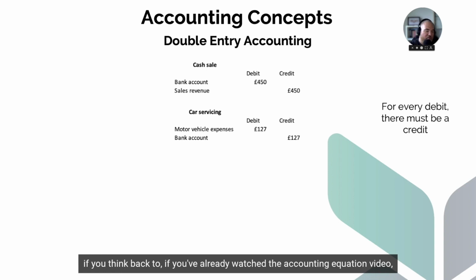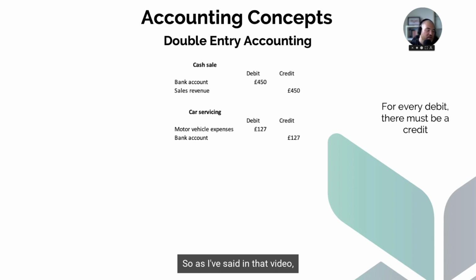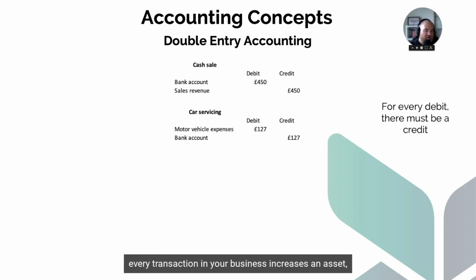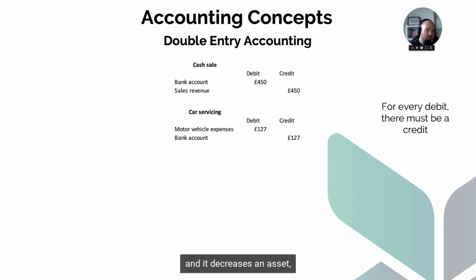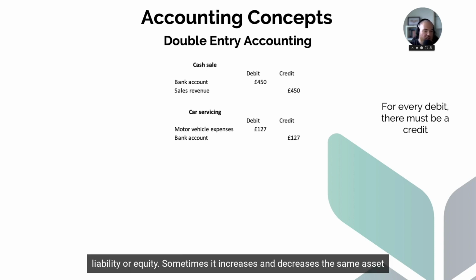If you think back to, if you've already watched the accounting equation video, then hopefully this makes sense. When you think about the transaction types, what we've done is increase an expense and decrease an asset. So as I said in that video, every transaction in your business increases an asset, a liability or equity, or it decreases an asset, liability or equity.